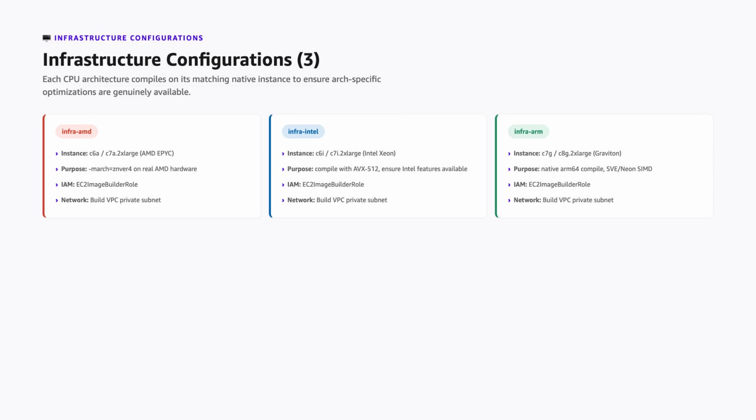Infra AMD builds on AMD EPYC instances, C6a or C7a 2xlarge, so the compiler znver4 optimizations run on real AMD hardware. Infra Intel uses Intel Xeon, C6i or C7i, so the AVX 512 instruction set is genuinely available at compile time. And Infra ARM uses Graviton, C7g or C8g, for native ARM64 compilation with SVE and Neon. All 3 share the same EC2 Image Builder IAM role and build inside a private VPC subnet. Specifying more than one instance type per config, as we do here, also lets the service draw from a larger capacity pool and reduces transient build failures.